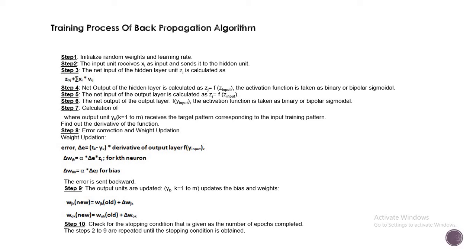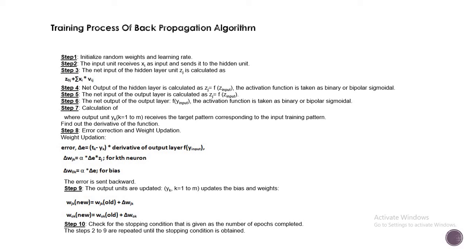Step 7: the output units yk, for k equal to 1 to m, receive the target pattern corresponding to the input training pattern, and we can find out the derivative of the function. Step 8: error correction and weight adaptation.